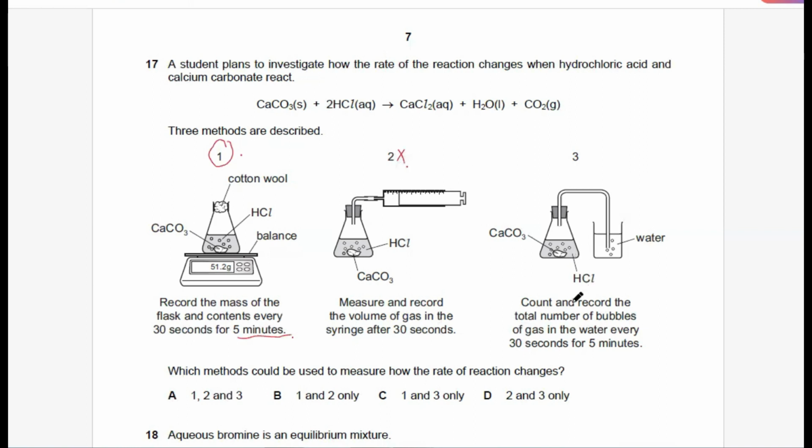Let's see the third one: count and record the total number of bubbles of the gas in water every 30 seconds for 5 minutes. We can do this because in both cases the timings are the same. The problem in the second one is only with the time, otherwise the rest of the things are correct. So 1 and 3 will be the right answer, that is option C.